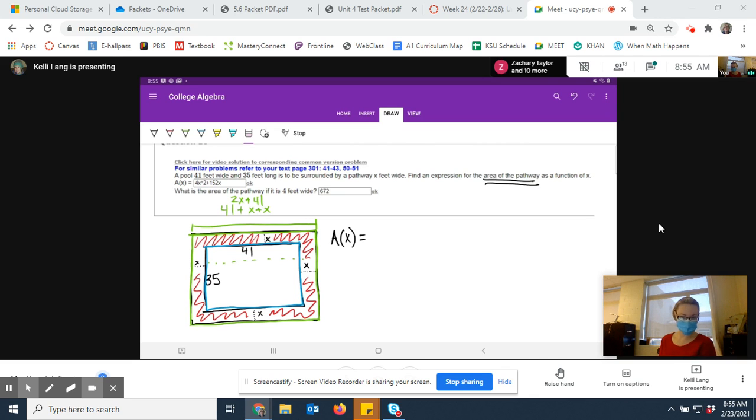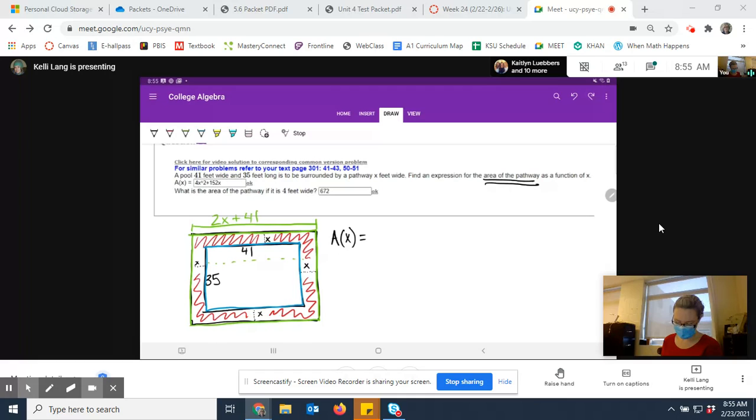Okay, so to find the area of the red pathway, we're going to take the area of the green rectangle minus the area of the blue rectangle. Right now we're working on finding the length and the width of our green rectangle. We just discussed how our width is going to be 41 plus x, which we simplify as 2x plus 41.